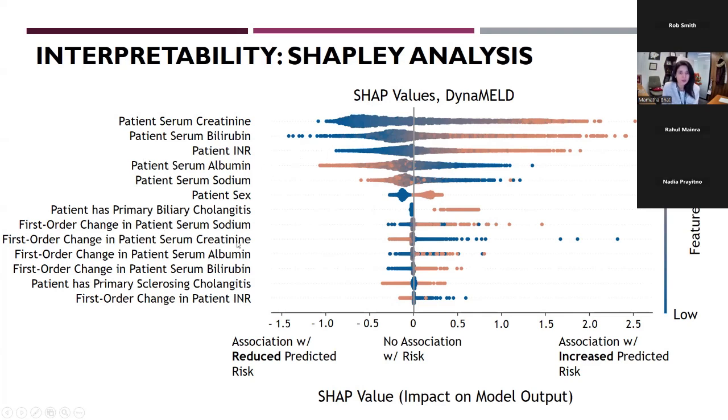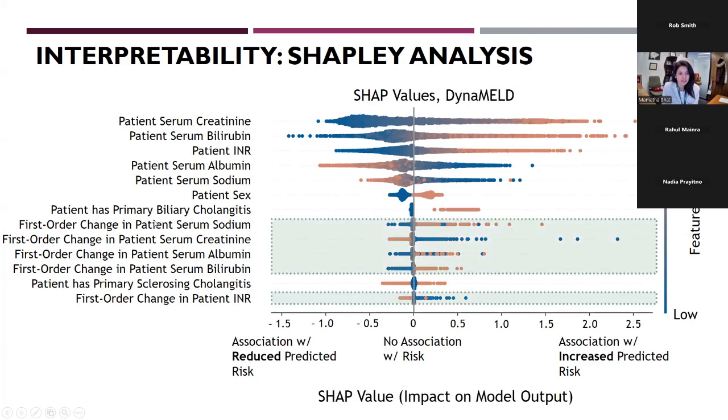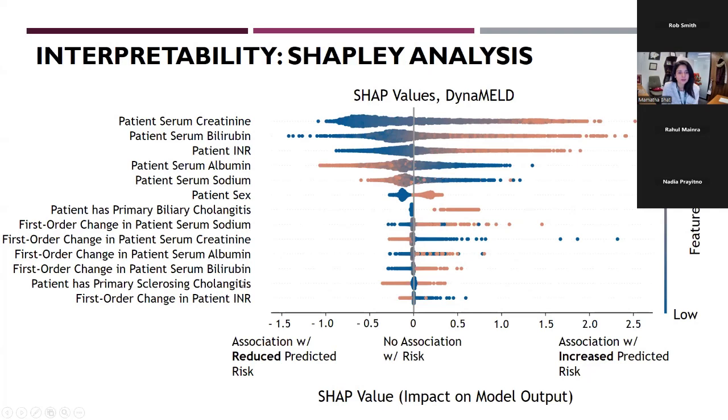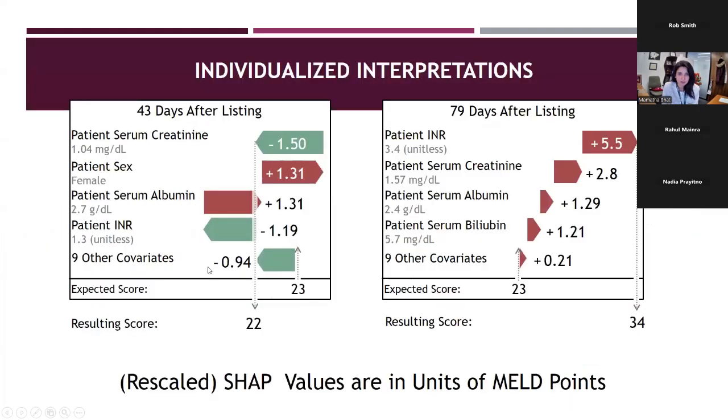Now, what you will notice is that further down, certainly first order change or velocity of the patient's serum sodium, creatinine, albumin, bilirubin, and INR are actually pretty important for a certain subset of people. And so if we just use the MELD 3.0, then we would be underserving these particular patients. We can also then perform individualized interpretations dynamically and understand what are the relative weights of each of these features in the prediction.